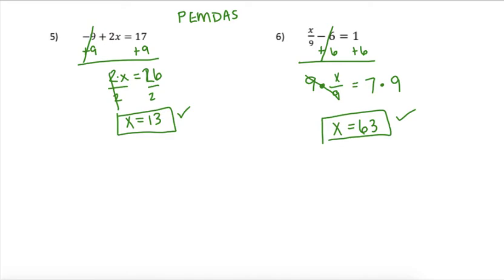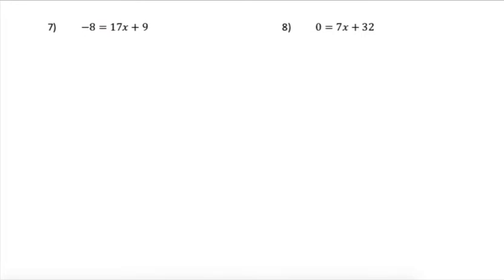The checking part should not be complicated or hard or something that maybe your other teachers have made this big, huge process. It's something that you should be able to do quickly on your calculator and sometimes even in your head using those multiplication facts. All right, on number 7. Okay, I have negative 8 equals 17x plus 9. I'm going to undo the addition.